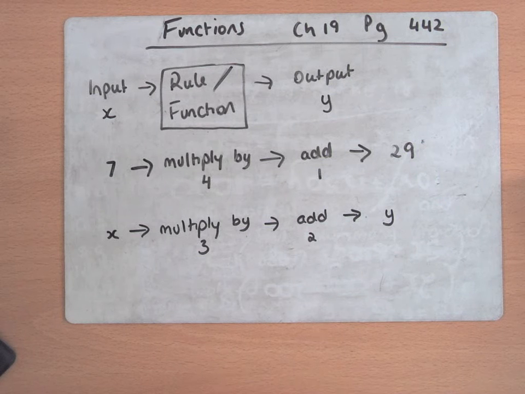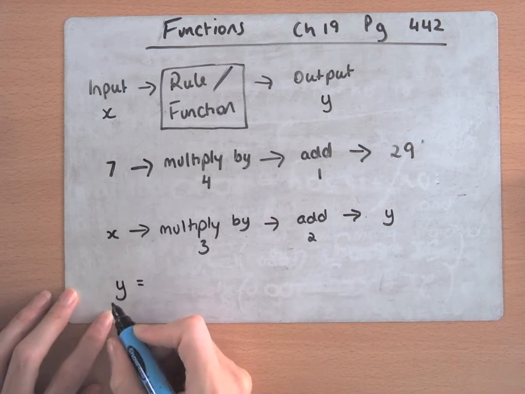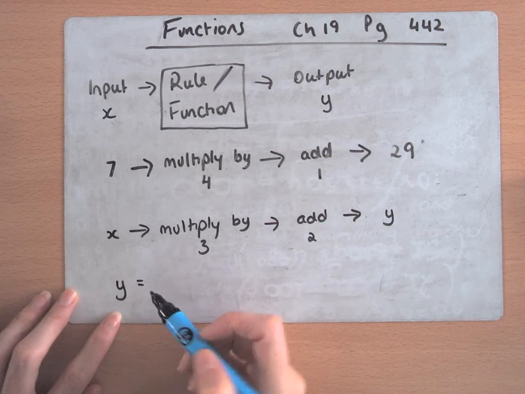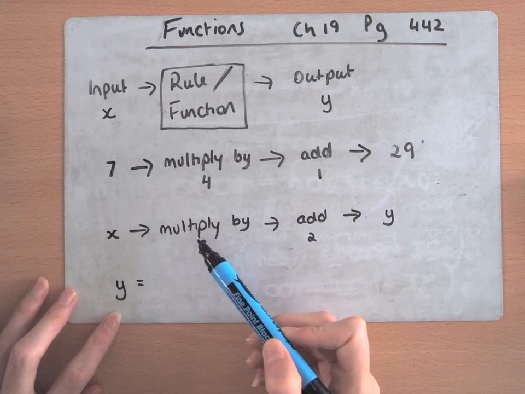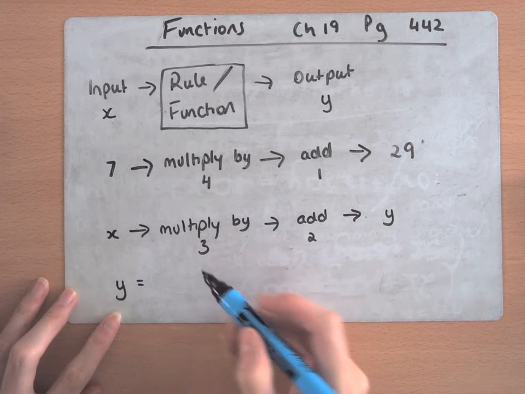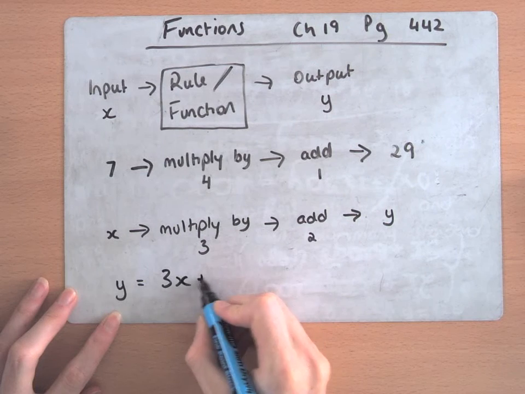Okay, excellent. So the way we start this, the rule or the function, we always start with y equals. So y equals, that's how I get my output. So x is my input. What do I do to x? How do I multiply by 3? 3x, and then I need to add 2, plus 2.